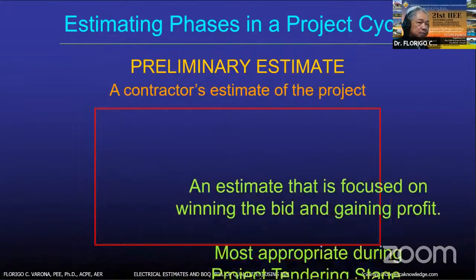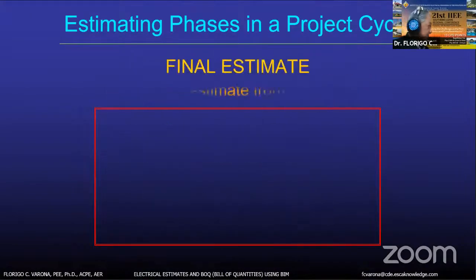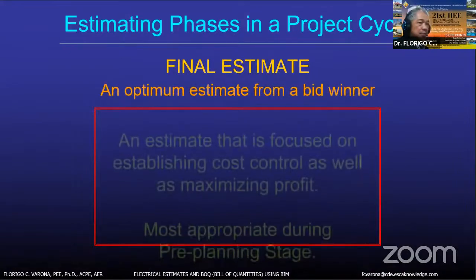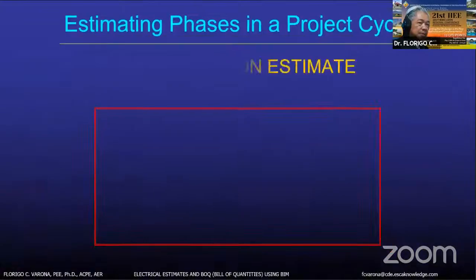Then we go to the preliminary estimate. This is a constructor's estimate of the project, and it is used during bidding. And then eventually we have what we call the final estimate and optimum estimate from a bid winner. It is an estimate that is focused on establishing cost control as well as maximizing profit. We do this during pre-planning.